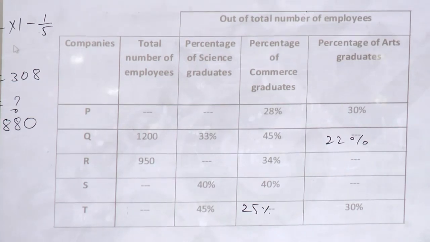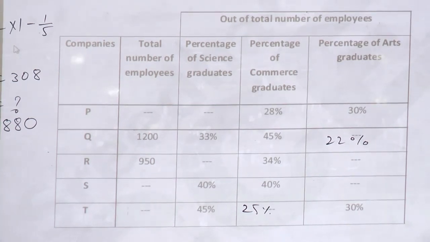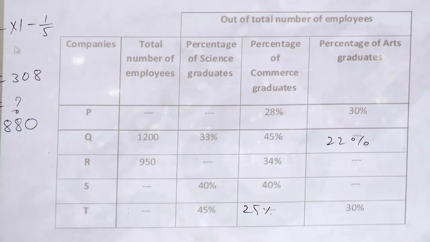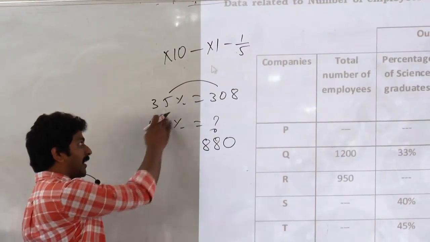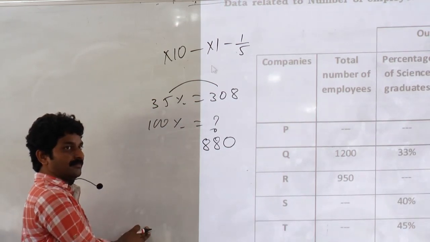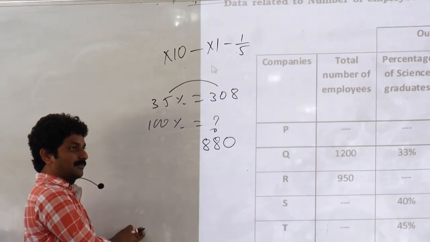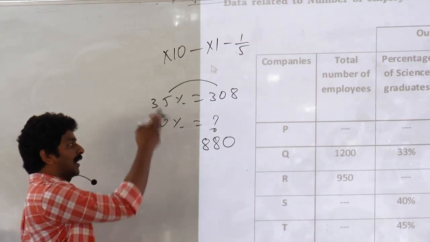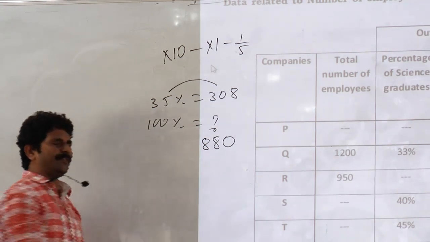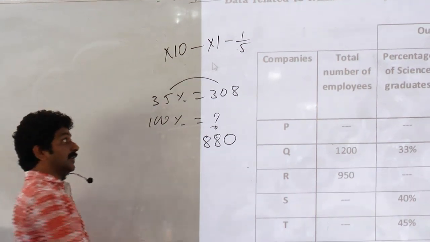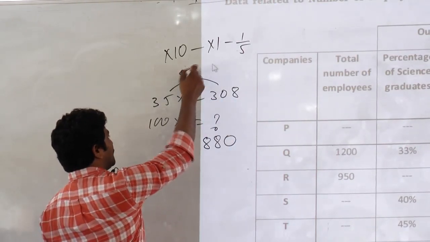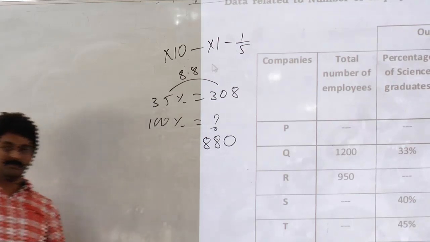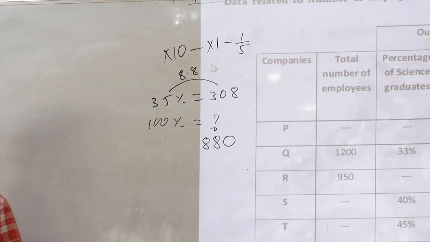Either go for cross multiplication, or multiply directly. 8 times 350 minus 70 is 280. Apart from 280 you have 28. So it is 8.8 times, 880. I would do 10 times, that is easier.